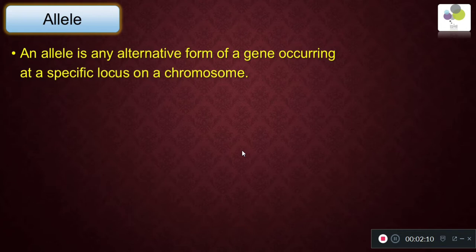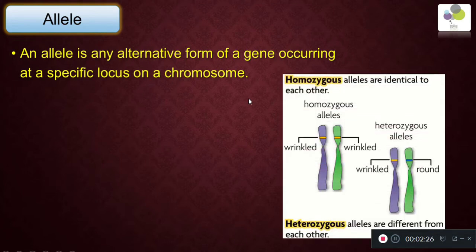No, we take similar genes. So we take the eye color from here and the eye color from there, but in different forms. These forms, we name allele. So an allele is any alternative form of a gene occurring at a specific locus on the chromosome. So in our homologous chromosomes, we have different versions of genes.